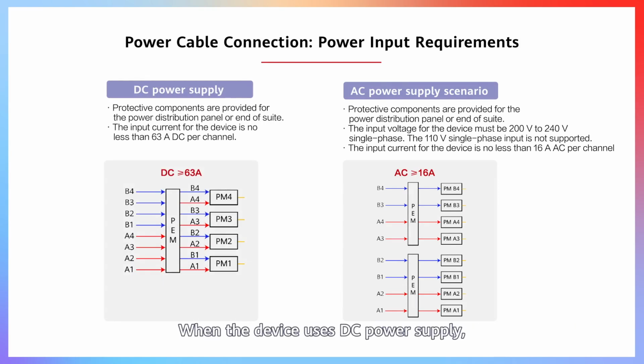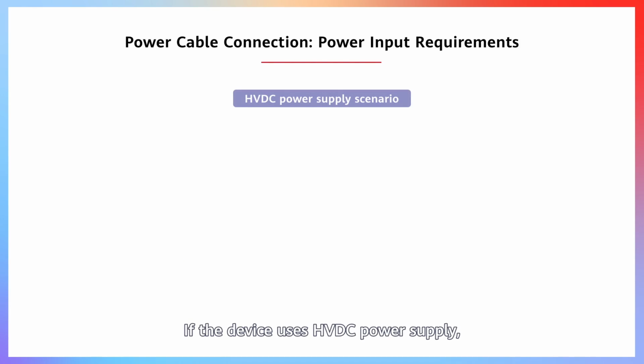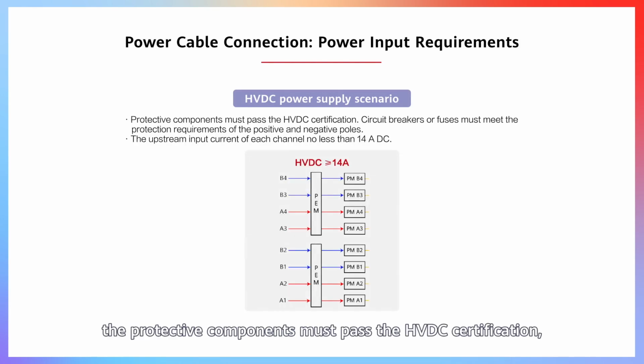When the device uses DC power supply, the input current is no less than 63 amps per channel. When the device uses AC power supply, the rated input voltage is 200 volts to 240 volts single phase, and the current is no less than 16 amps per channel. If the device uses HVDC power supply, the protective components must pass the HVDC certification, and the input current must be no less than 14 amps DC per channel.